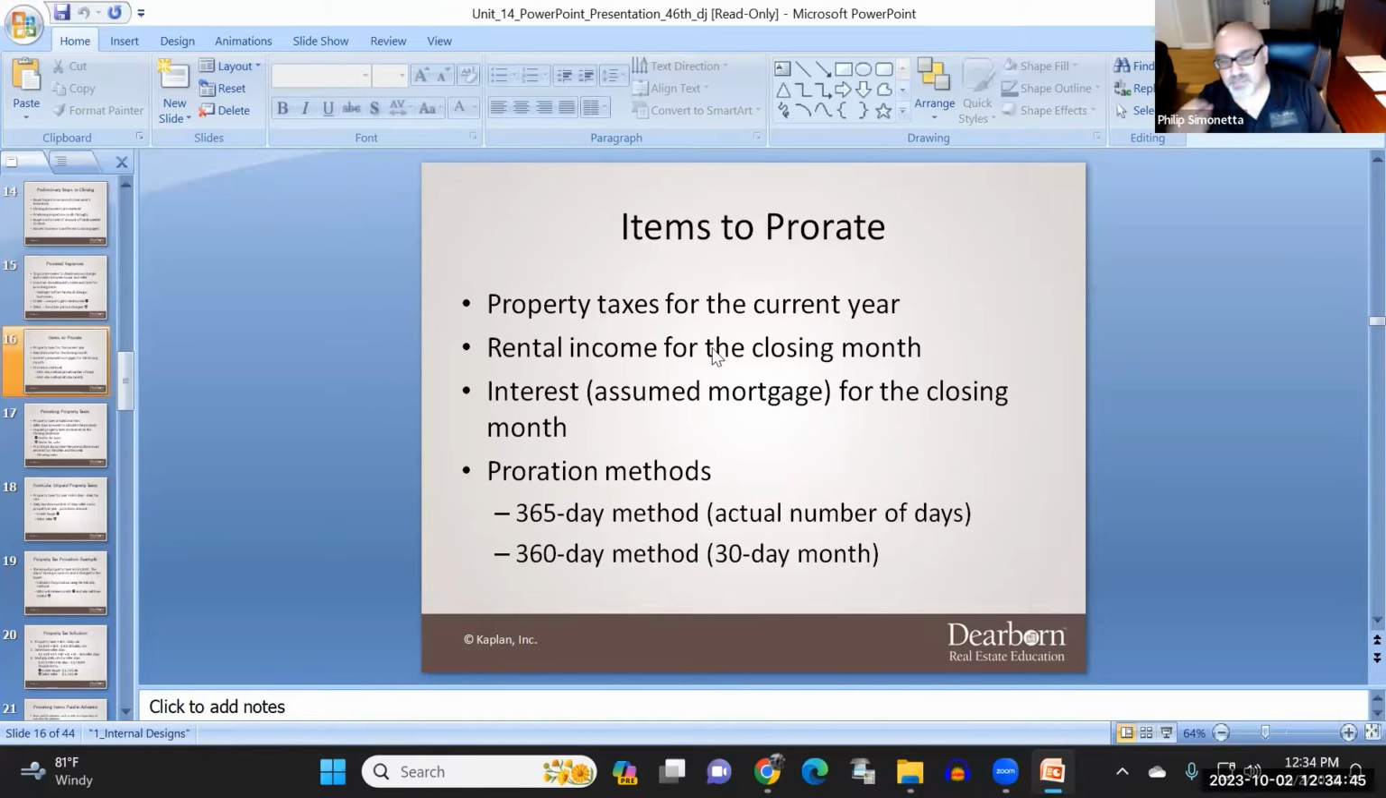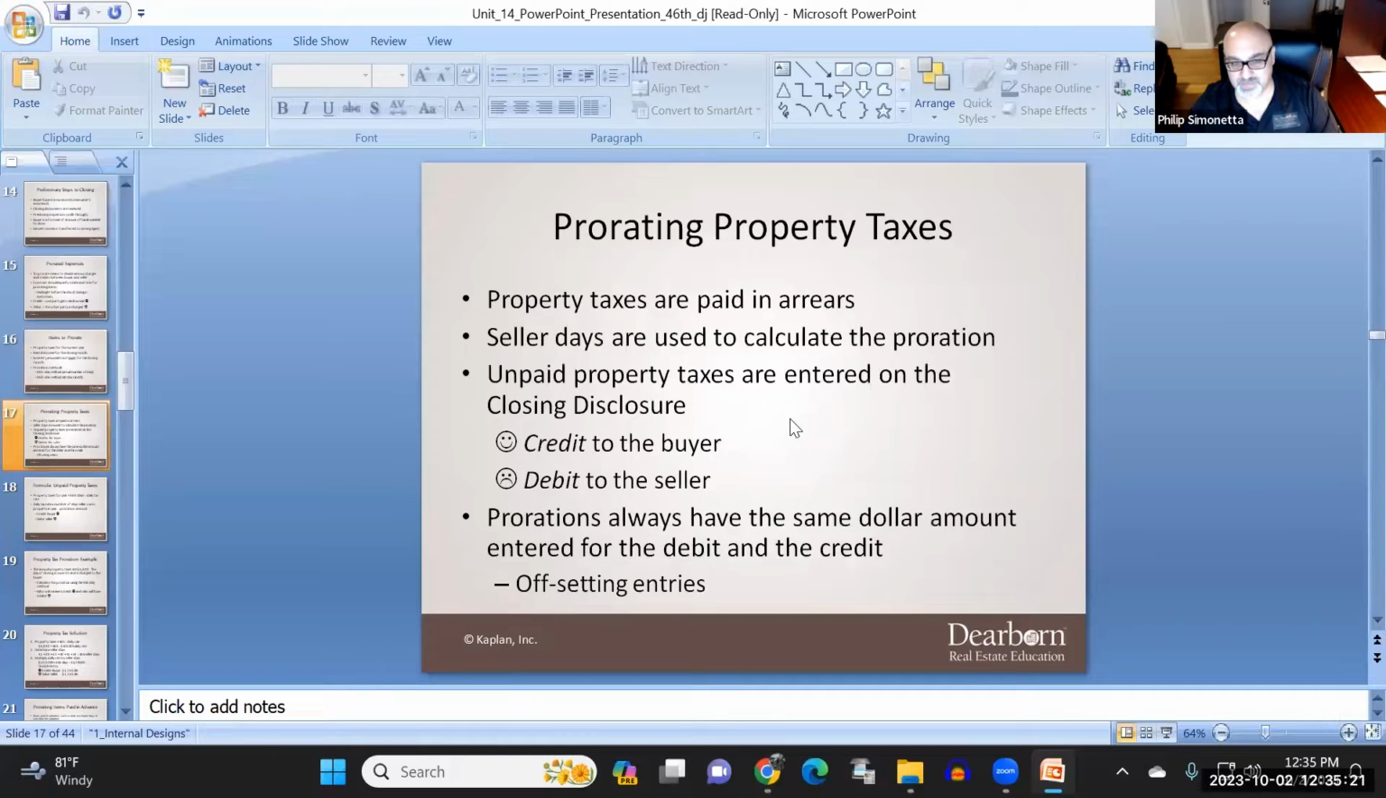So the items that get prorated: you have property taxes for the current year, rental income if there's any rental income on the property for the month, and interest if it's an assumed mortgage. If there's an assumed mortgage happening, there's going to be interest that has to be debited and credited. And the prorations are done two different ways. There's a 365-day method and a 360-day method. The question will determine it. It'll tell you to use the 365-day or the 360-day method. It'll tell you in the question how to calculate it.